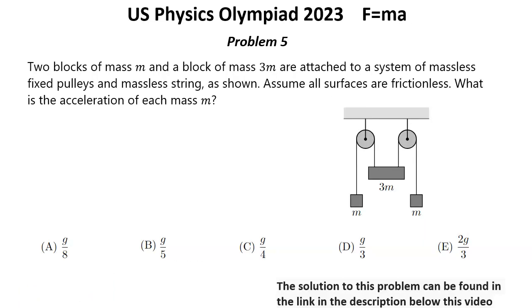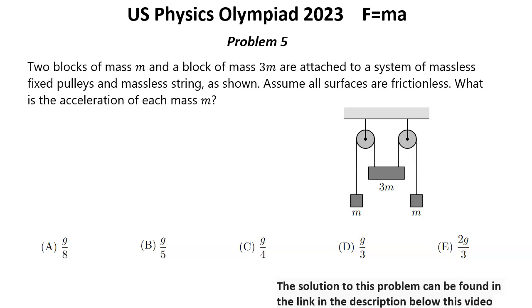Problem number 5. Two blocks of mass m and a block of mass 3m are attached to a system of massless fixed pulleys and a massless string, as shown. Assume all surfaces are frictionless. What is the acceleration of each mass m? Solution for problem number 5.